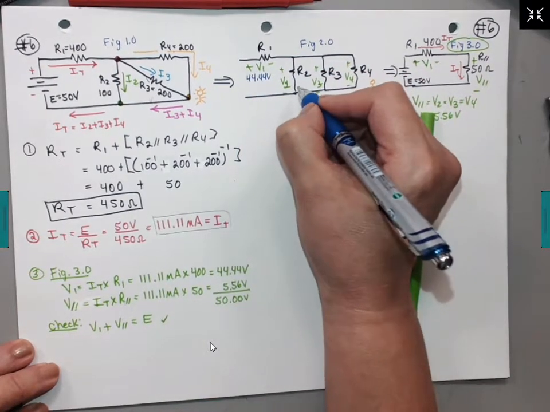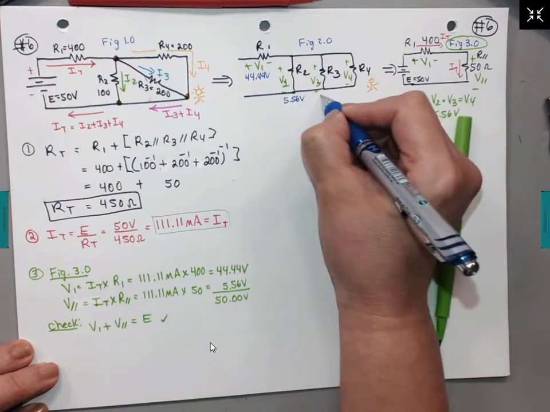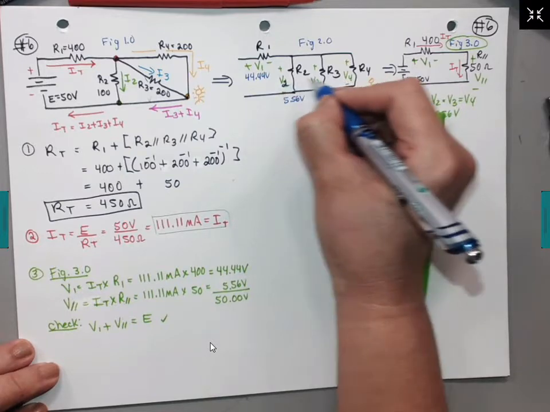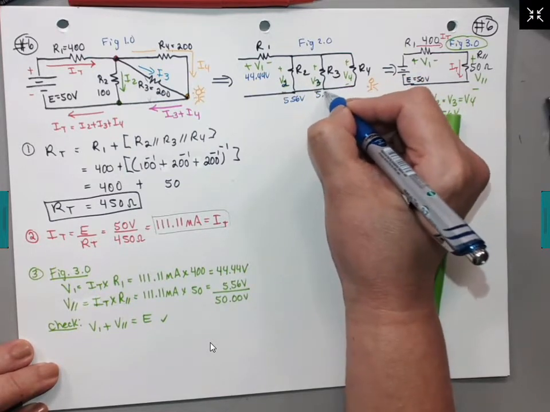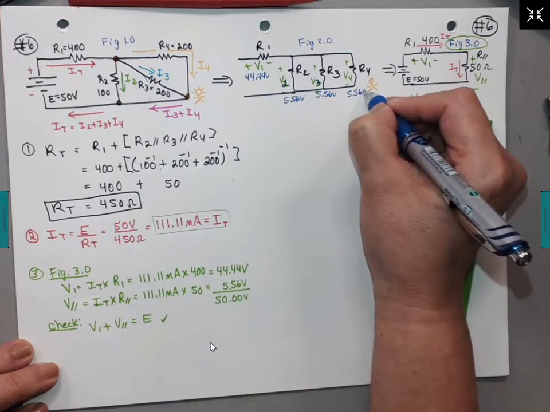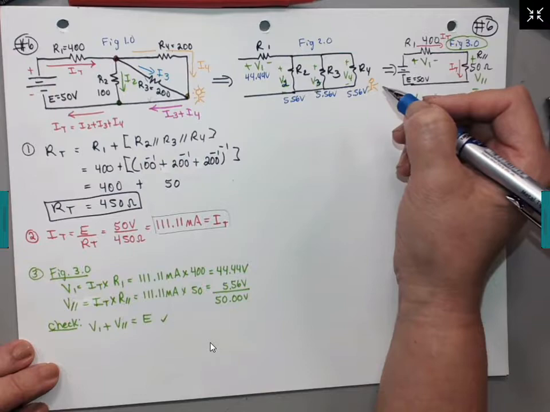I don't know where to put it because it doesn't fit. V2 is going to be 5.56. V3 is going to be 5.56 volts. And V4 is going to be 5.56 volts.